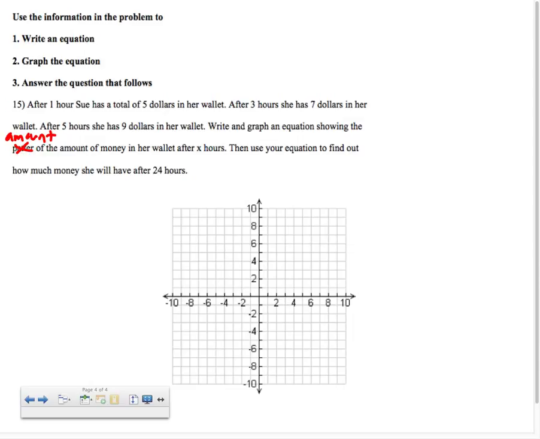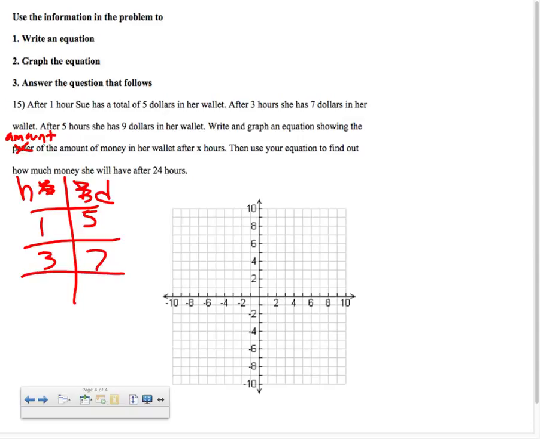We first need to write an equation and graph the equation. Well, in order to write an equation, it's good to have a table because we can make equations from tables a little bit easier. So let's do that. So I'll put x and y. Actually, let me do this. Let me put time in hours, and then we have D for dollars. Okay, so H and D. So after 1 hour, she has $5. Okay. After 3 hours, she has $7. Okay. After 5 hours, she has $9.